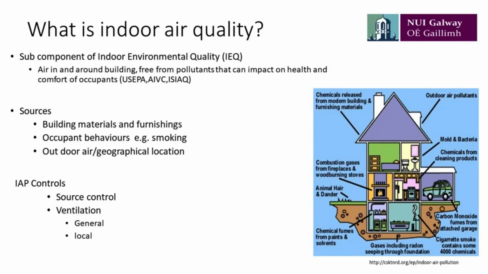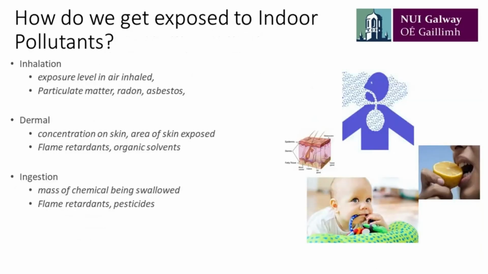Now, I know we're talking about indoor air, but I suppose it is probably better to talk about indoor pollutants, because we can get exposed to pollution in many different ways. Yes, the main exposure pathway is inhalation. If there's pollution in the air, we're breathing in thousands of litres of air every day. We can't filter that unless you're wearing a mask all the time, so you're going to bring that pollution in with you. But you also have dermal and ingestion exposure routes.